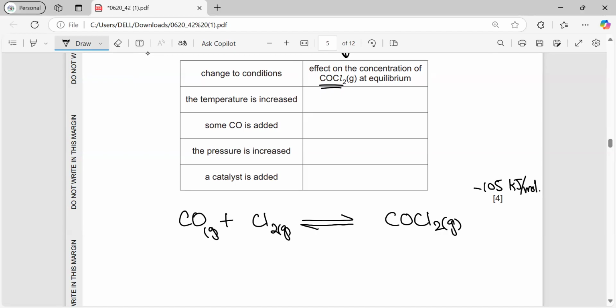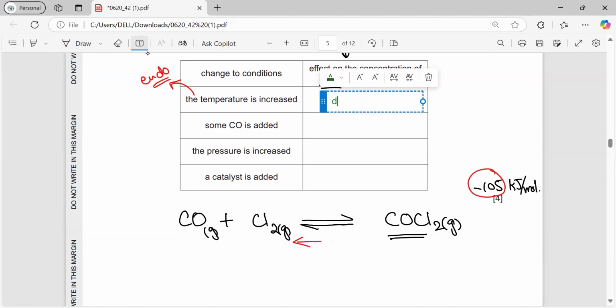Now, to see the COCl2, we have to see whether the reaction is moving forward or backward. If the temperature is increased, the system will always do the opposite of whatever change is done. So the system will move towards the endothermic side. The forward reaction is exothermic, minus 105, so the backward reaction will be endothermic. So by increasing the temperature, the system will move backwards and the concentration of carbonyl chloride will decrease.